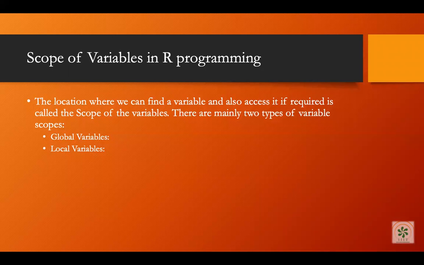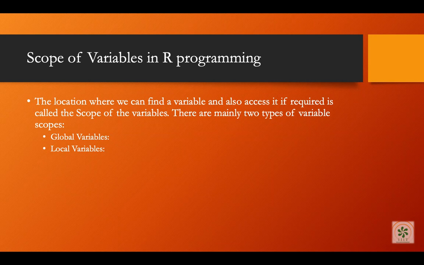Now let's talk about the scope of the variable. The location where we find a variable and also access it as required is called the scope of the variable. There are mainly two types of variable scopes.